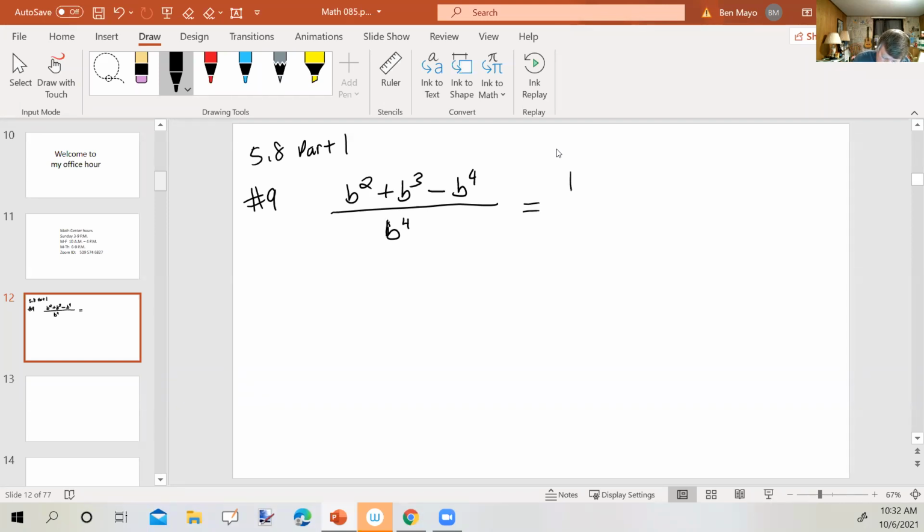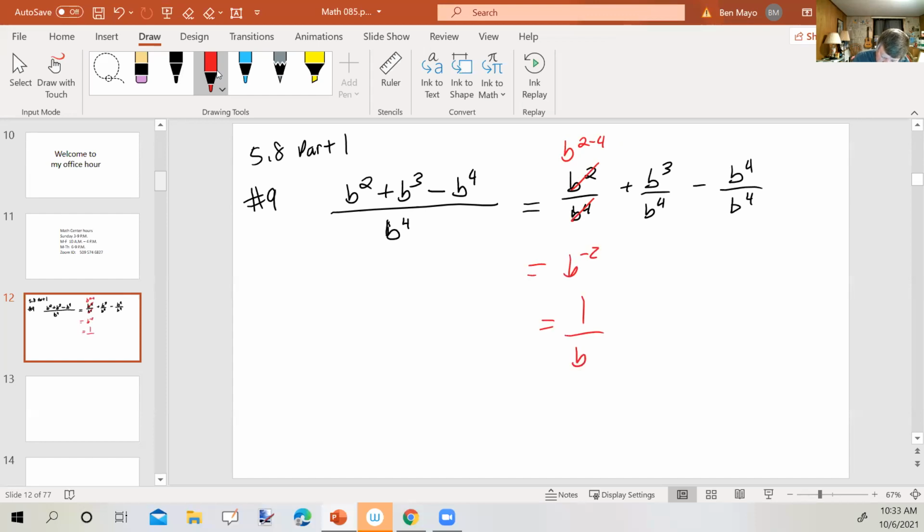We split it up. We take each term in the numerator and divide it by the term that is the denominator. So then it would look like this. Then we go back and reduce each separate fraction. Keep in mind, we want our final answer to have no negative exponents. So b to the 2nd power divided by b to the 4th power would be b to the 2 minus 4 power, which is b to the negative 2 power, which is 1 over b squared.